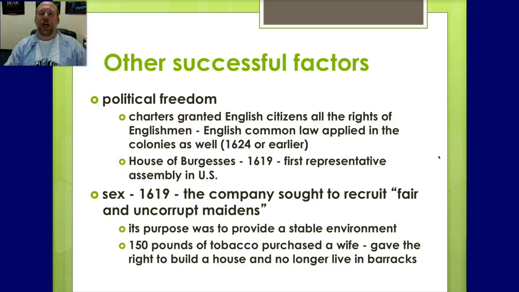The company actually sought to recruit fair and uncorrupt maidens. Okay, they didn't want these loose women, these flappers, whatever you want to call them. They wanted the stable environment, the women, the marrying kind, so to speak. So, 150 pounds of tobacco purchased you a wife back then. It gave you a right to build a house, no longer live in barracks. So if you had 150 pounds of tobacco, you could buy a wife, build a house, and you also propagate the species. Okay.